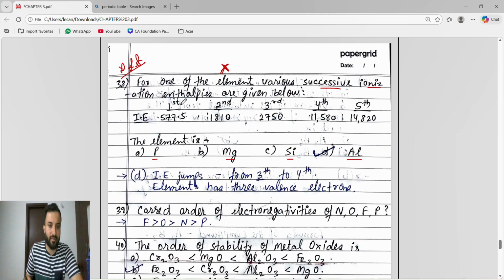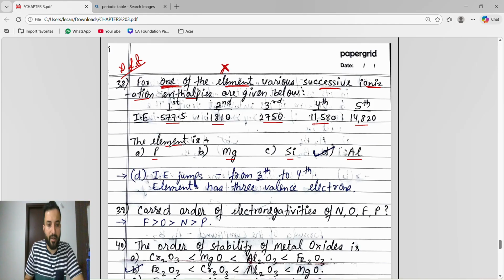Very important concept, guys. They will take any one element, and for that element they will give the successive ionization enthalpies like this. The first ionization enthalpy value is this much, the second is this much, the third is this much, the fourth is this much, the fifth is this much. These are the successive ionization enthalpies they have given for one element.